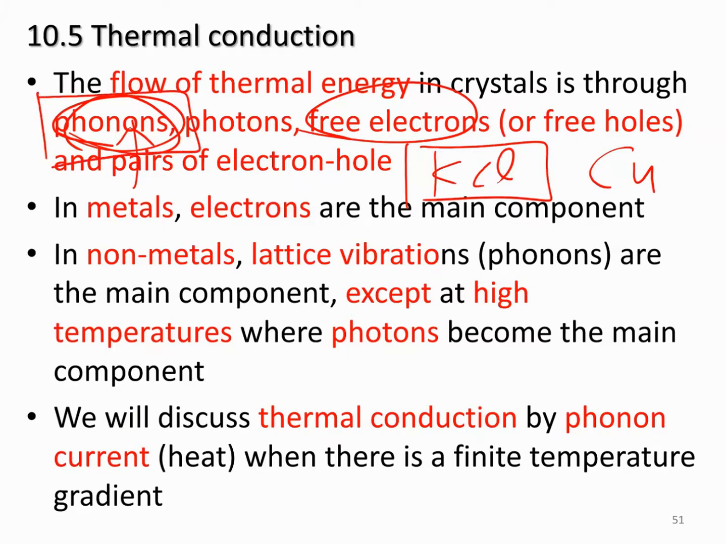In metals, the electrons are the main component. In non-metals, the lattice vibration or the phonon is the main component, except at a very high temperature where the photon becomes the main component. We'll discuss the thermal conduction by phonon current, the heat, when there is a finite temperature gradient.